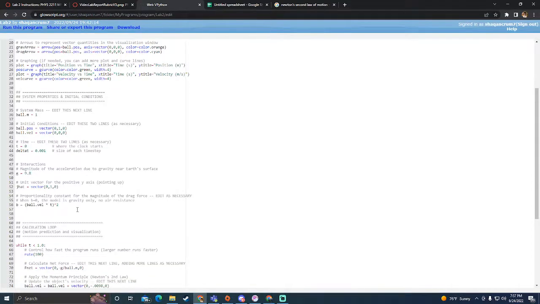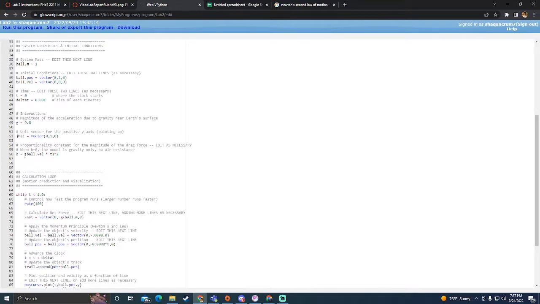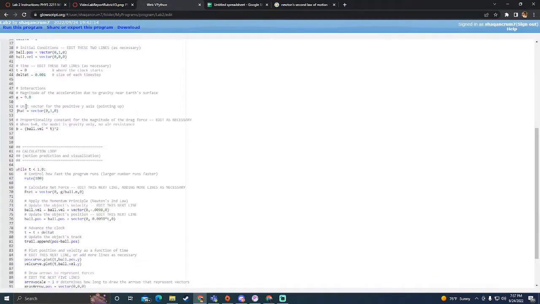And if I go into my program right here, this is my drag, the velocity times t squared. If I wanted to change this to account for drag, I would subtract b from this velocity vector. And then for the position vector, it's a little more complicated.